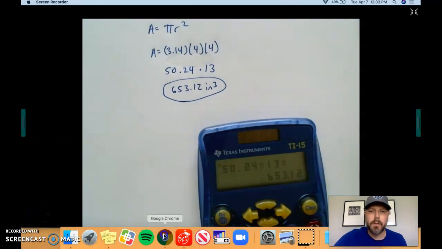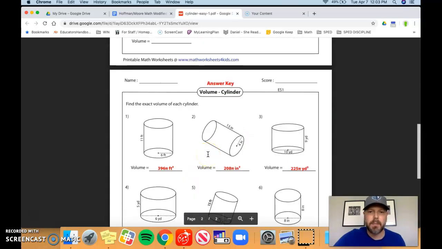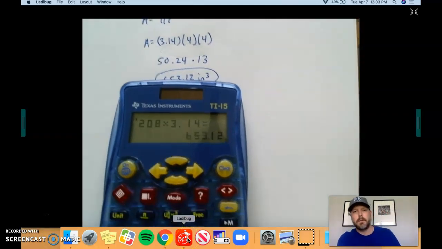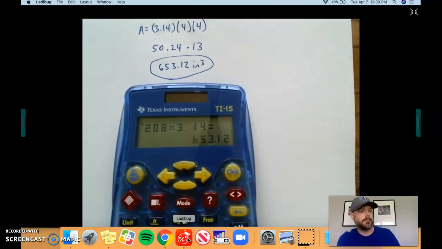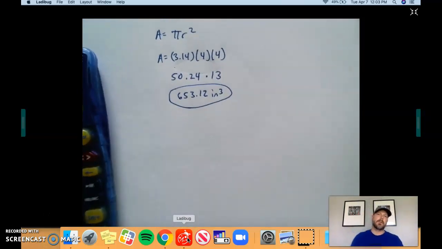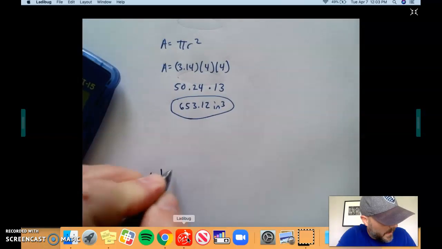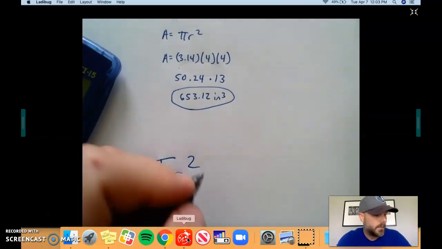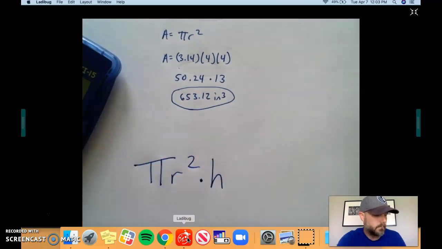Okay, so if I go to the worksheet again, I can check my answer by taking that 208, that's what they give me right here, times 3.14, and look at that, 653.12. That is the same thing that I got when I worked it out, okay? So what have we done on these last 2 problems? We've taken the area of a circle, which is pi r squared, times the height. Okay?